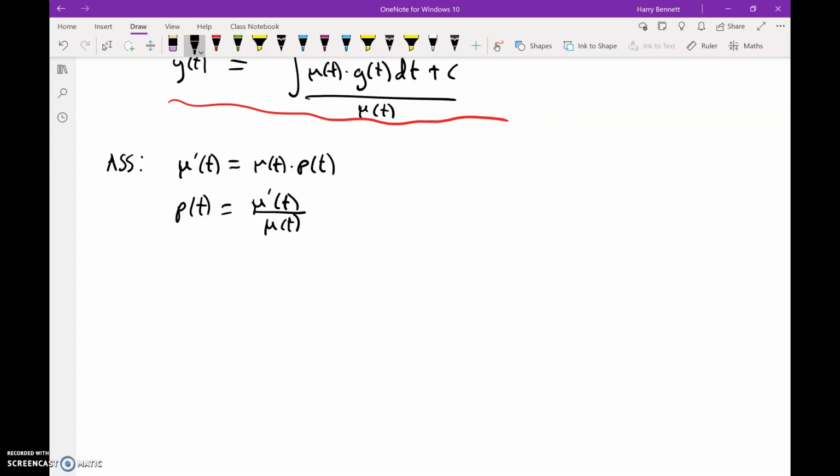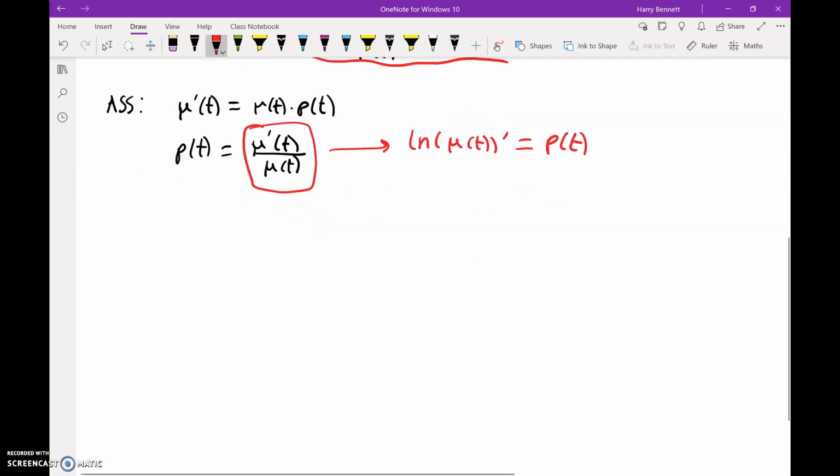But then if you notice that this here is what you get when you differentiate the natural log of mu, don't you? Because when you differentiate the natural log, you get the derivative over the original function, okay? So the natural log of mu of t, differentiate that, you get p of t. Right, so in undoing this now, the natural log of mu differentiated is equal to p of t.